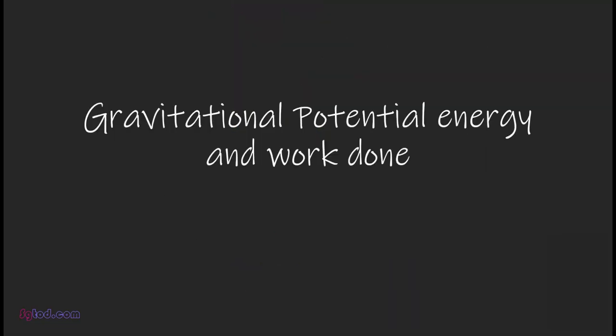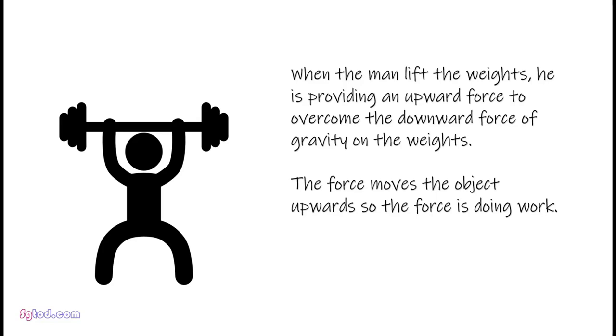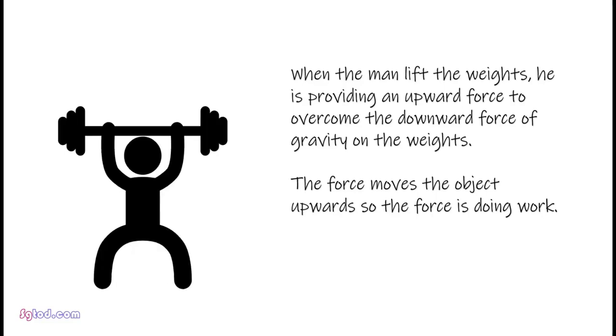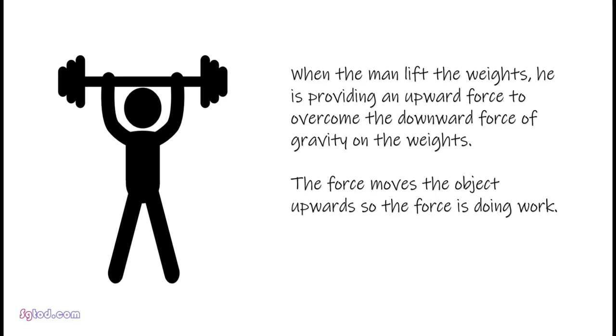To better understand the relationship between gravitational potential energy and work done, we shall now look at another example. Here we have a man exercising by lifting a barbell with weight plates added to the bar. He is providing an upward force to overcome the downward force of gravity on the barbell and the weight plates. The force moves the weights upwards, so the force is doing work. There is an energy transfer as the man loses energy and the barbell and weights gain in stored energy, which we call gravitational potential energy, as they are lifted to a higher position.